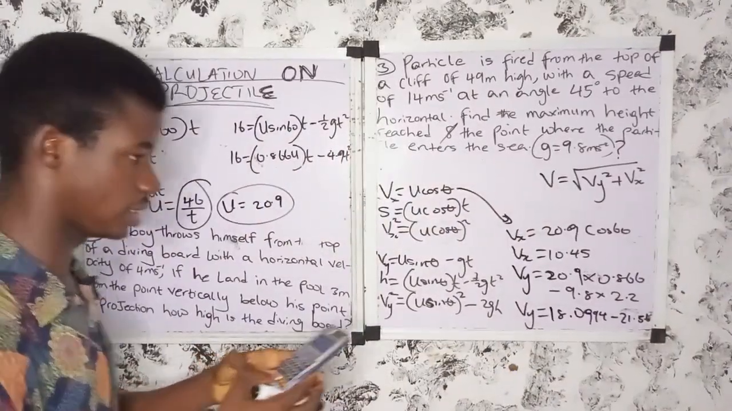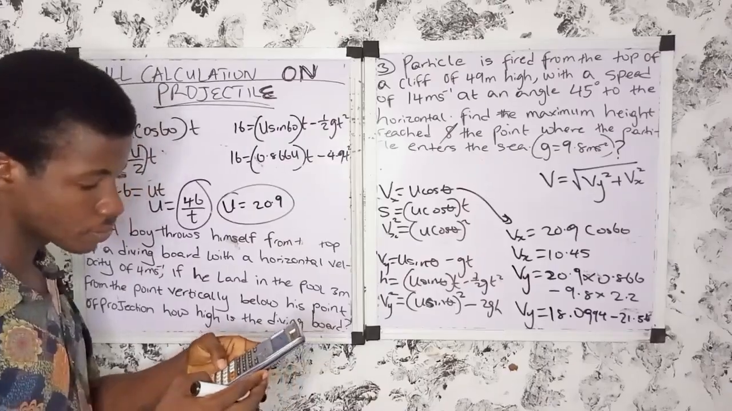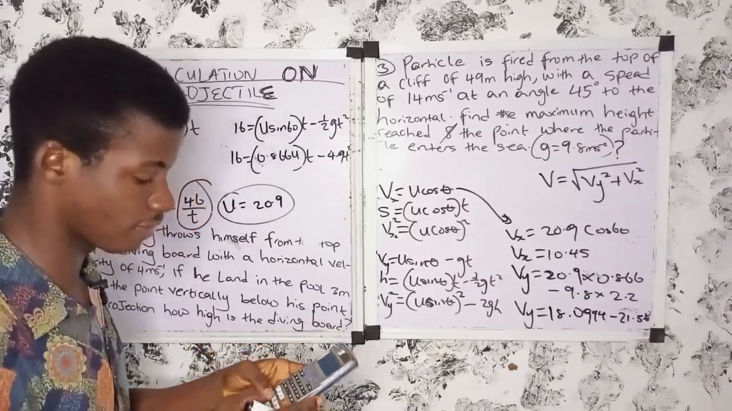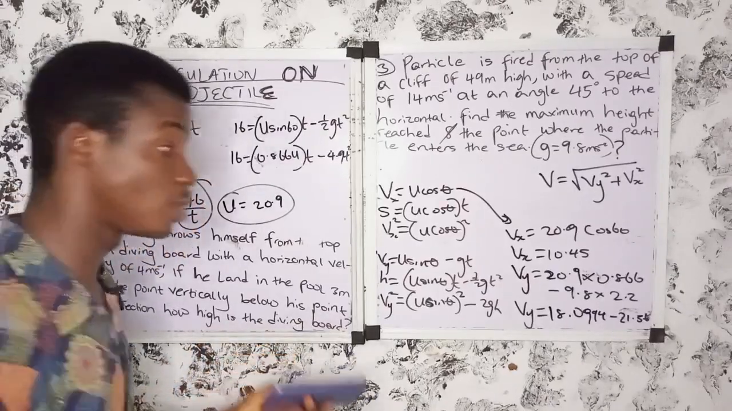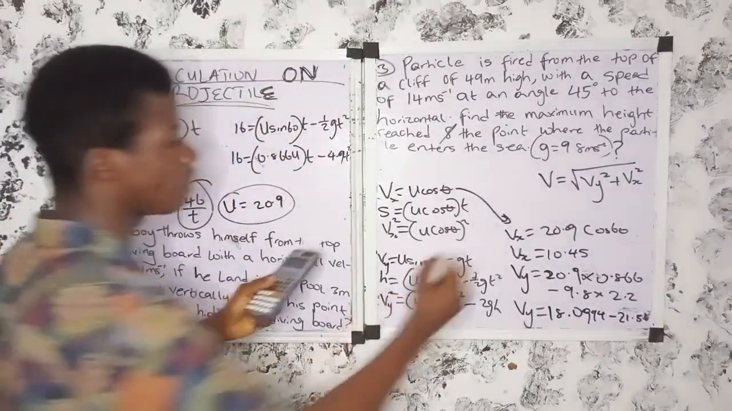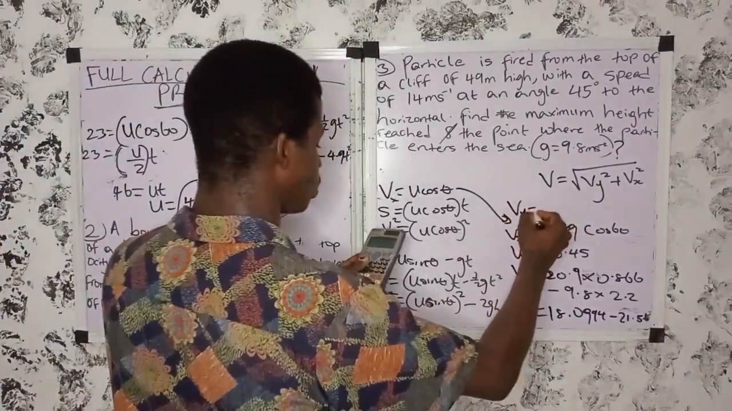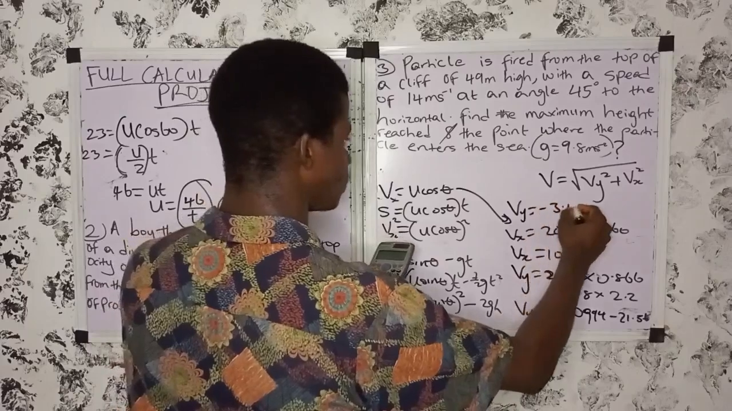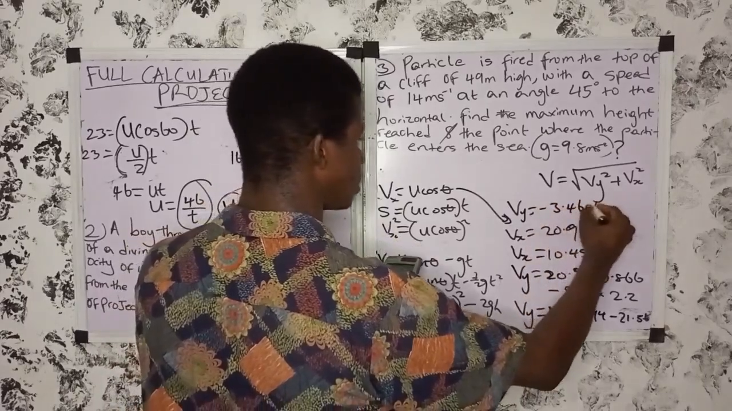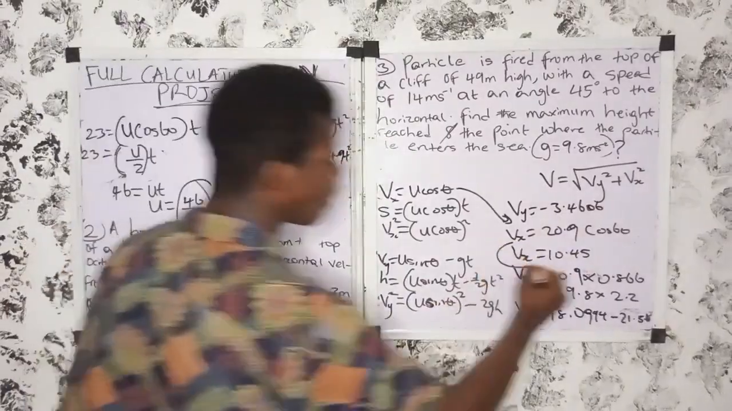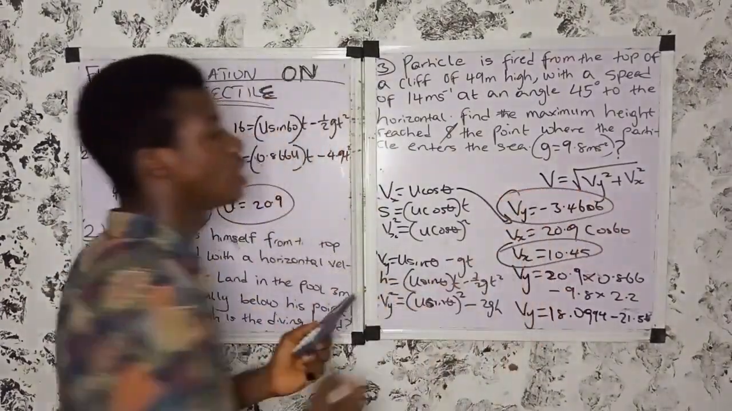18.0994 minus 21.56. If we do it, we will get what? We have our Vy to be minus 3.4606. Okay, so we have gotten our x, then we have gotten our y. So what are we going to do next?